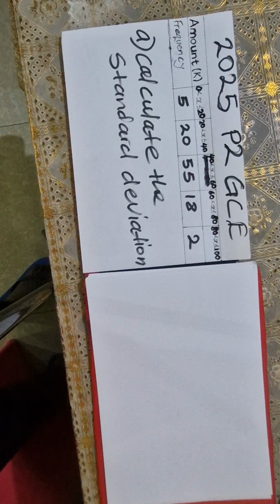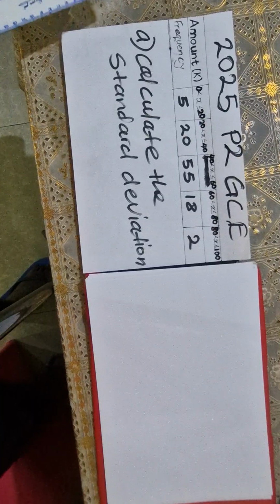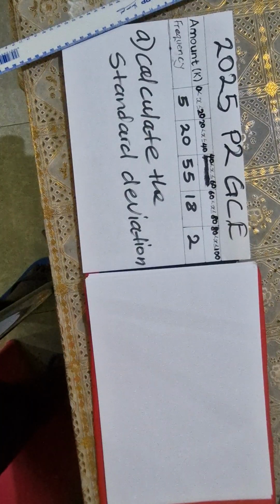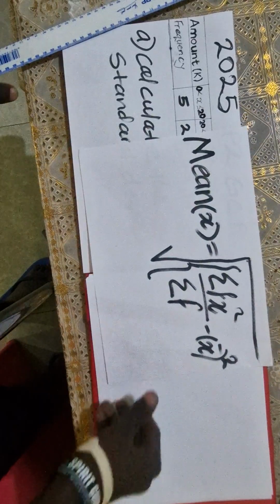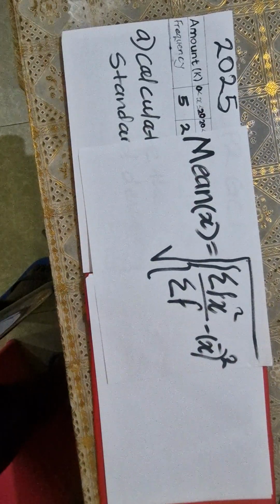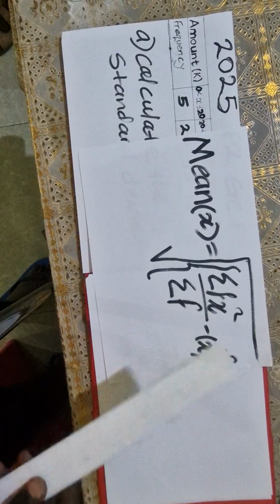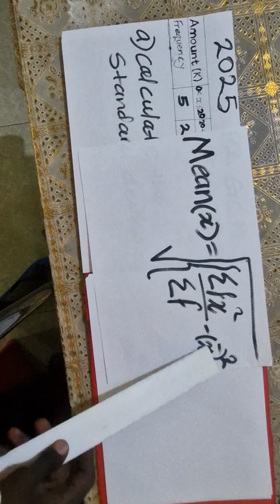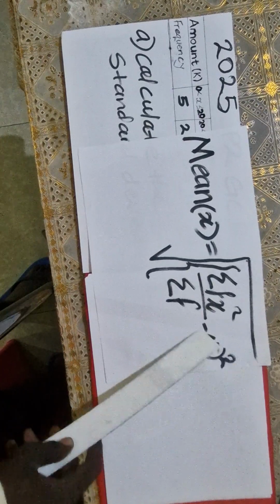Before we go into the calculations, let me show you the formula we mostly use. It is given also at the first page. The first page is always given. This is the formula we use. So what are we going to start with first? We're going to start with the mean.